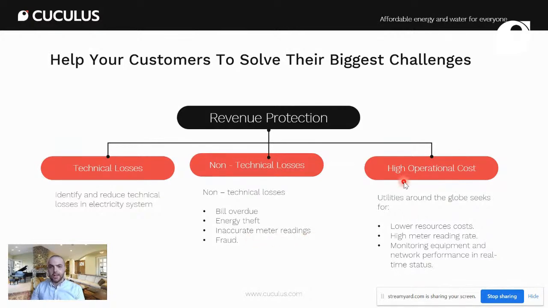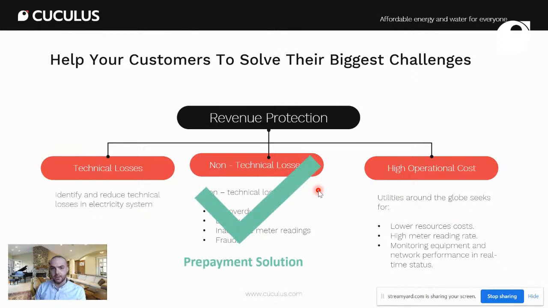Then the last category is the high operational cost. Usually utilities seek to lower this high operational cost that comes, for example, from sending people to the field to read the meters, which is a cost for the utility. They have to pay for the staff, the transportation, equipment, etc. Also, monitoring the equipment or devices, I'm talking about the meters in our case, is a headache for the utility. They need to send people to check the status of this equipment. What I want to point out from this slide is that our prepayment solution right now covers most of the non-technical losses, okay? And we will see that in the next couple of slides.